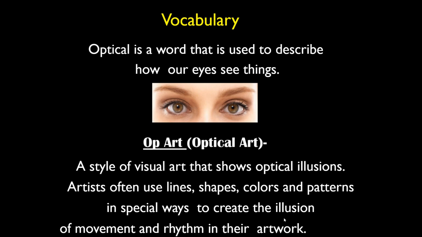Optical is a word that is used to describe how our eyes see things. Op art, or optical art, is a style of visual art that shows optical illusions. Artists often use lines, shapes, colors, and patterns in special ways to create the illusion of movement and rhythm in their artwork.